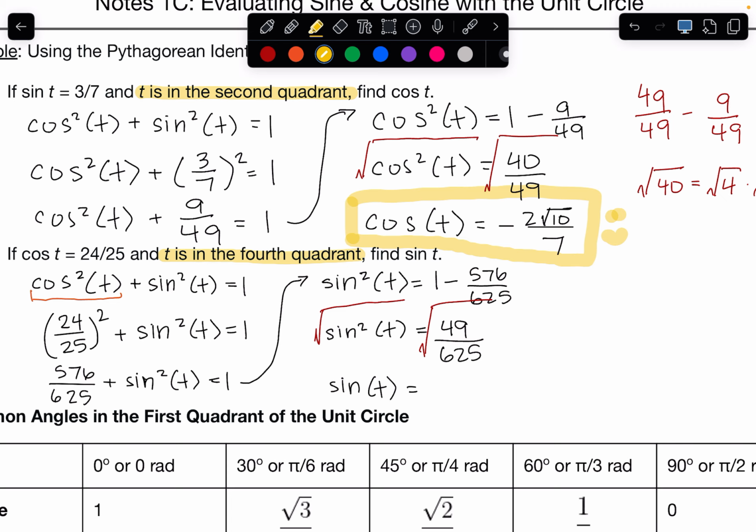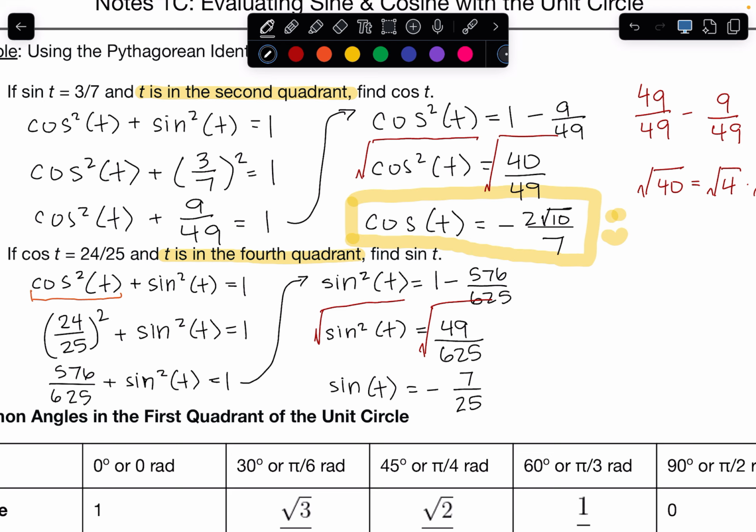Negative, because we're down here below the x-axis. Yeah, good. So I know sine should be negative. And the square root of 49 is 7. Square root of 625 I know is 25, because I know sine and cos should have the same denominator, because they're both over hypotenuse.